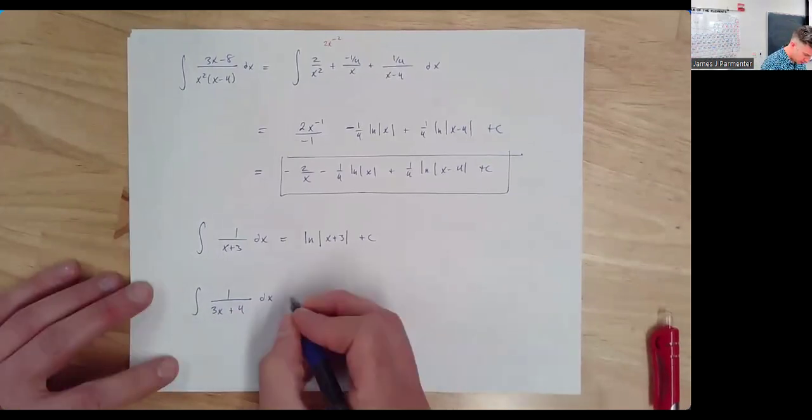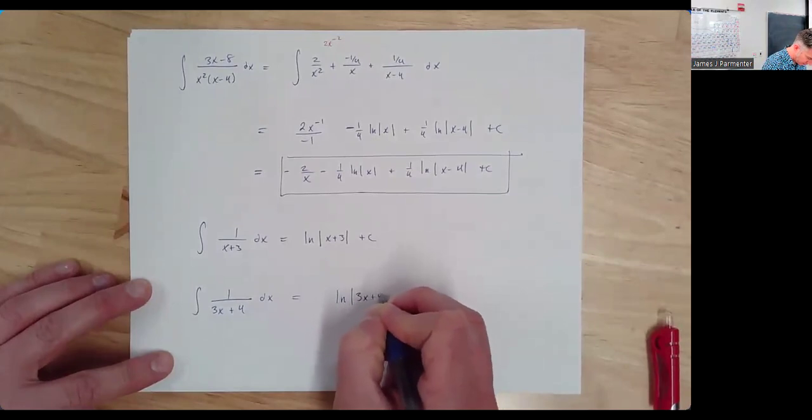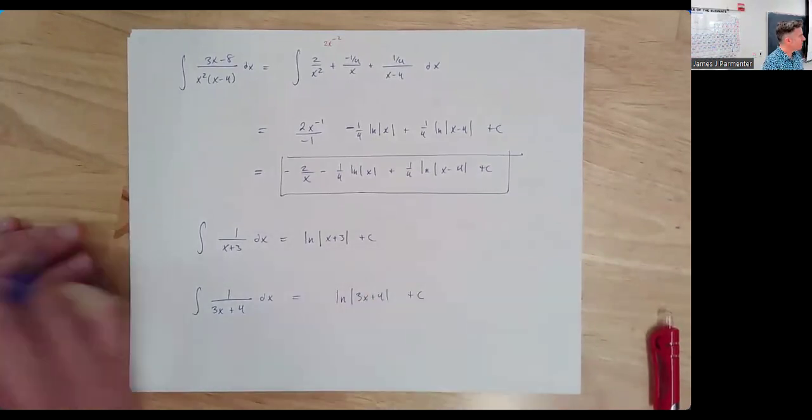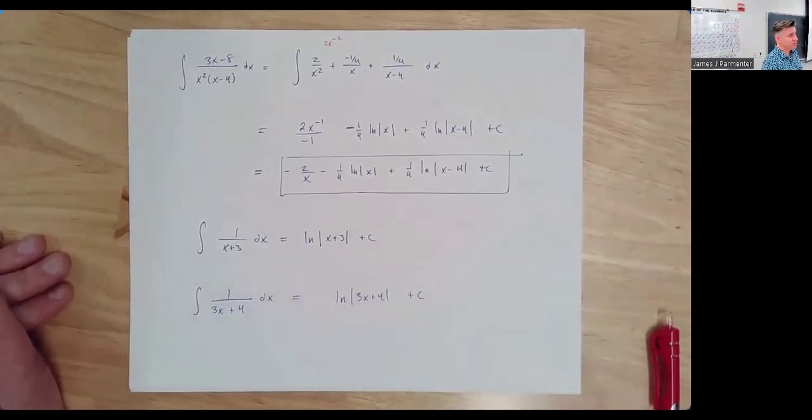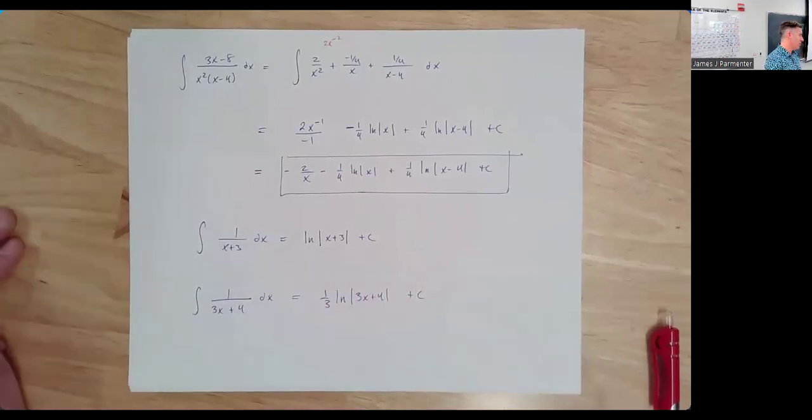All right, so we should get almost the natural log of the absolute value of 3x plus 4. Except not quite, because if you took the derivative of that, you'd get 1 over 3x plus 4 times 3. So we need to adjust for that. Divide by 3, or multiply by 1/3. So just like lots of other things we've seen, when you're taking the integral of something and x is multiplied by a constant, we almost always end up dividing by that constant.